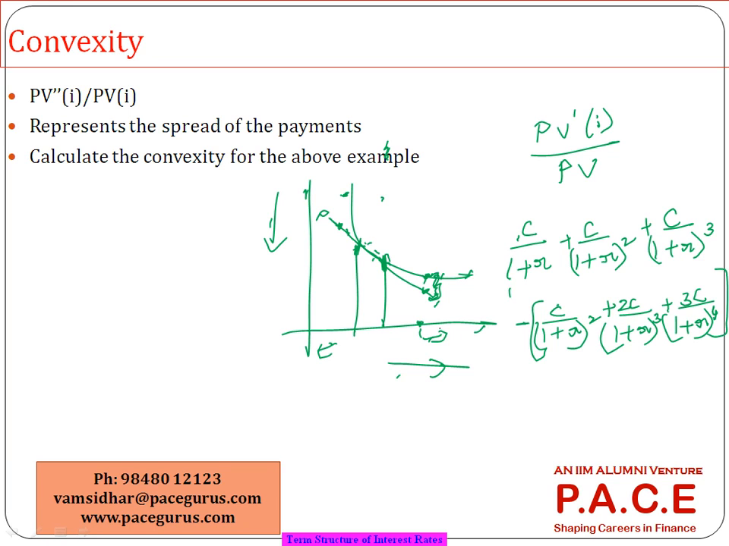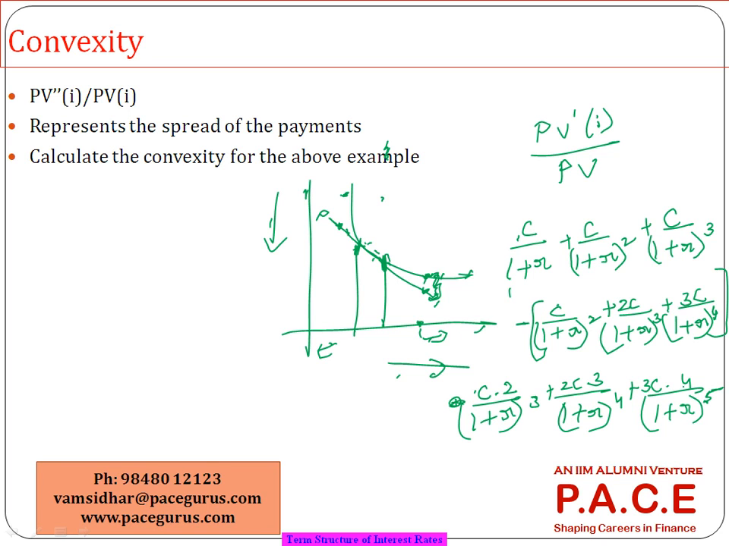Now, with the same logic, we differentiate it once more, and again the minus goes off. Now C into 2 by 1 plus R cube plus 2C into 3 by 1 plus R to the power 4 plus 3C into 4 by 1 plus R to the power 5. This is the PV double dash, the present value for the double differentiation of the price.